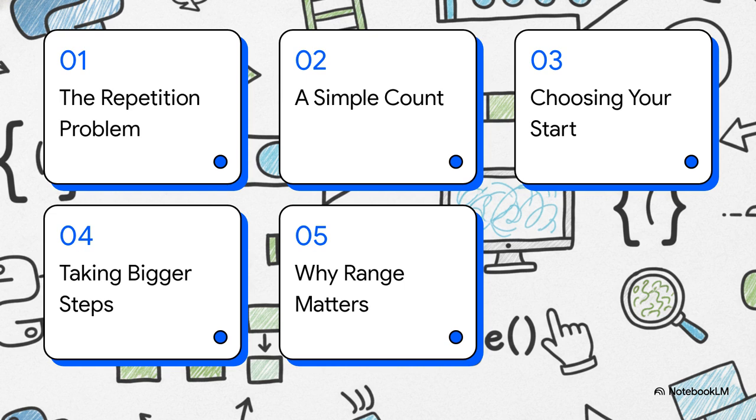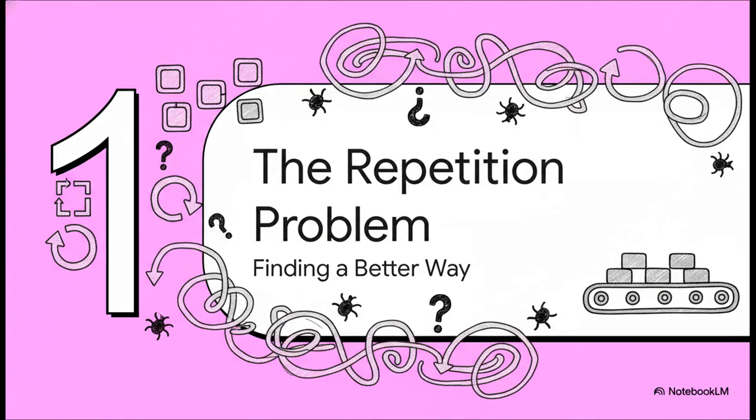We're going to start with a problem that every single coder runs into. Then we'll build up our understanding of range one piece at a time. We'll go from a simple count to choosing our own start to taking massive steps. By the end, you'll see exactly why this one function is so fundamental in Python. Okay, first things first. Let's talk about that big, annoying challenge that everyone faces when they start coding, repetition.